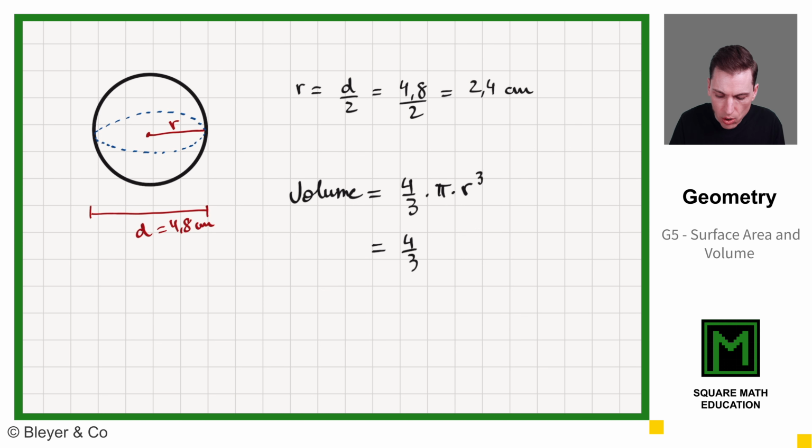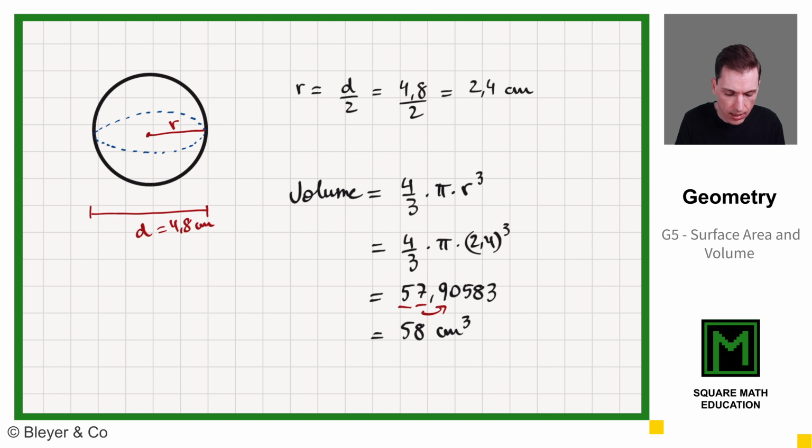Let's plug all our values. And the only thing left for us is to plug in the calculator, and the answer is 57.90583, and rounding to 2 significant digits. And this time the next one is a big digit, 9, so we're going to round it up to 58 cubic centimeter, and that is the volume of a sphere.